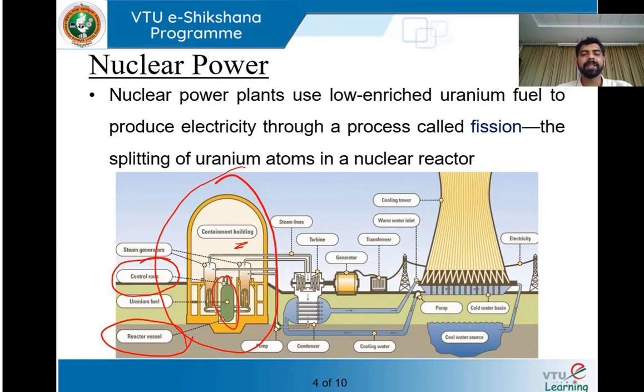So the fission reaction will take place here in the nuclear reactor. A nuclear atom is split by the neutron. What happens? An enormous amount of heat is released. So what do we do with that heat? As I said, the heat released by the nuclear vessel is transmitted to these steam generators.